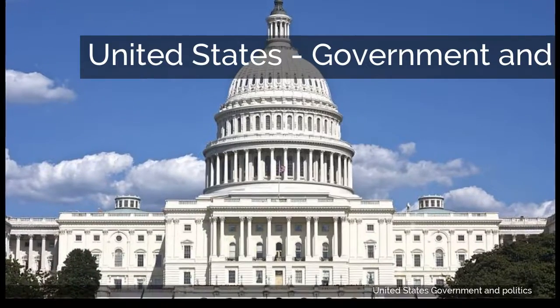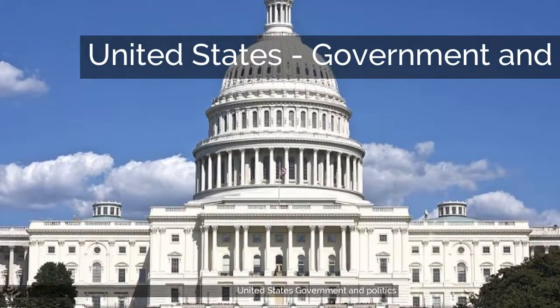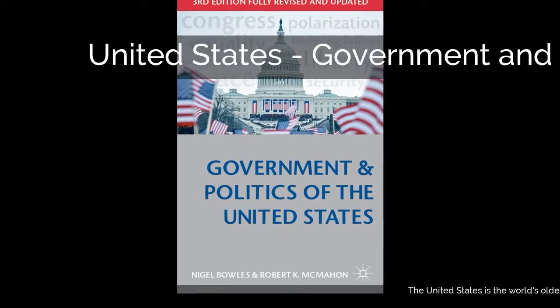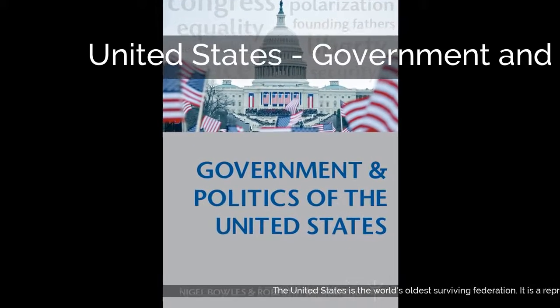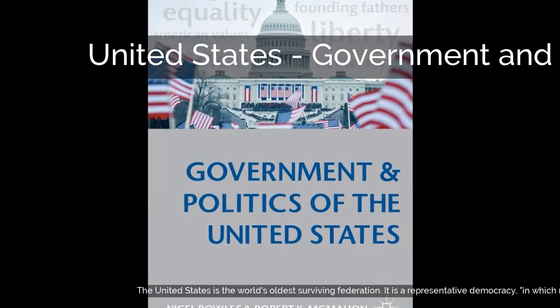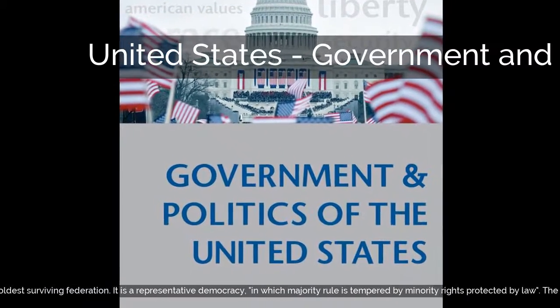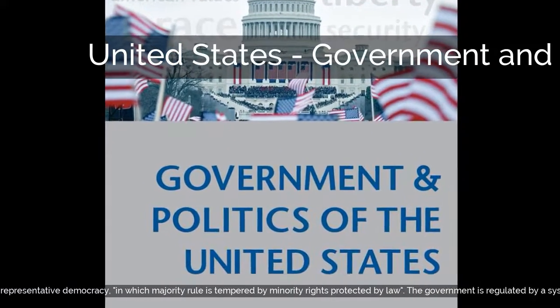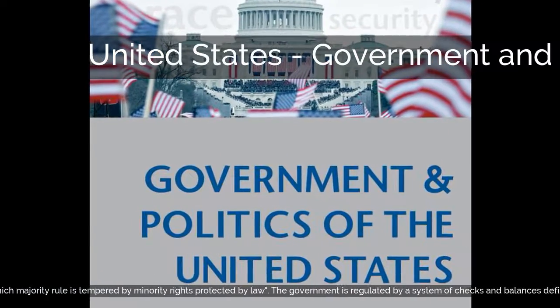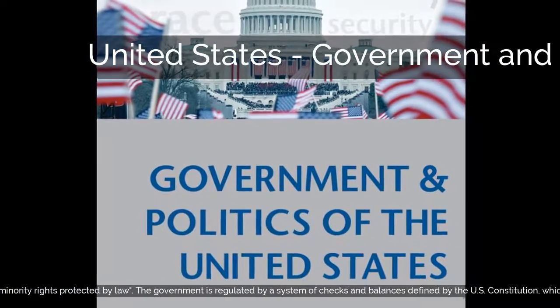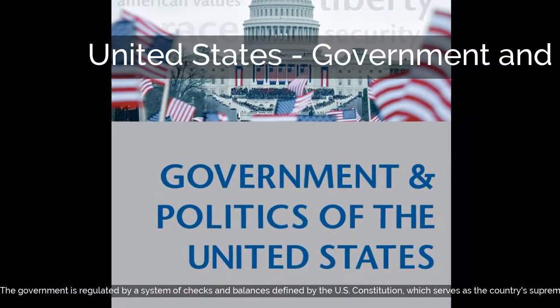United States government and politics. The United States is the world's oldest surviving federation. It is a representative democracy, in which majority rule is tempered by minority rights protected by law. The government is regulated by a system of checks and balances defined by the U.S. Constitution, which serves as the country's supreme legal document.